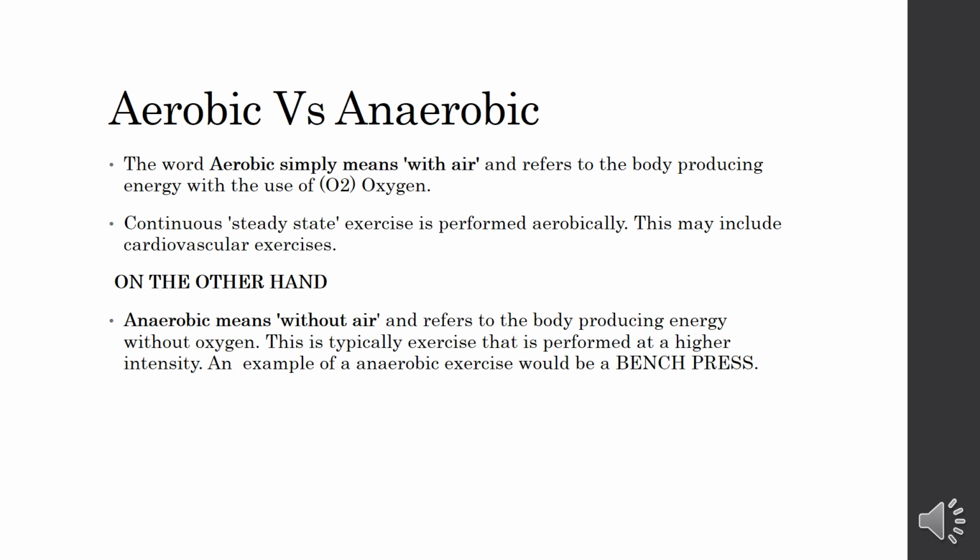On the other hand, what is anaerobic? Anaerobic simply means without air and refers to the body producing energy without oxygen. This is typically exercise that is performed at a higher intensity. An example of an anaerobic exercise would be a bench press. When you perform a bench press, you basically just have the energy in you, you use it with full intensity. However, there is no use of oxygen in that because it's a quick intensity exercise, right? So those are basically with the use of ATP and CP energy systems that we're going to study as we progress. So for now, this was the basic difference between the aerobic and the anaerobic.